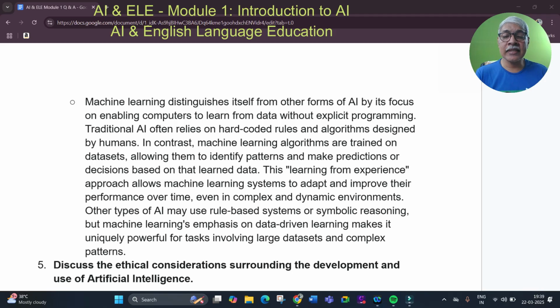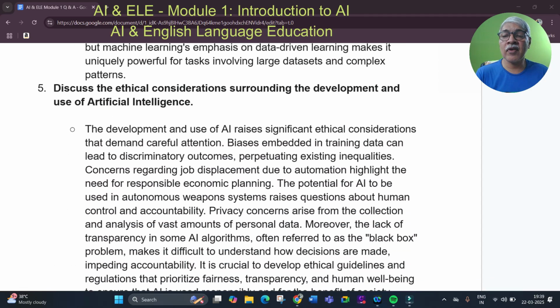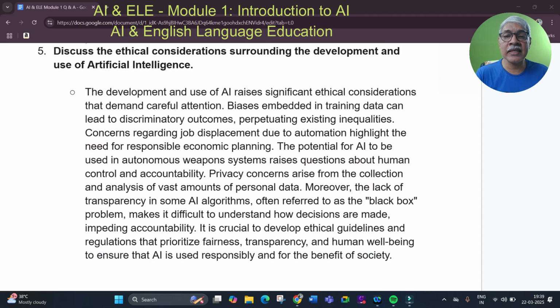Now, what are the ethical considerations surrounding the development of artificial intelligence? There are lots of concerns, especially biases. AI sometimes can have biases when you're training the data. And if you train the data in that way, then there will be some discriminatory outcomes. Then the AI could be autonomous weapon systems, and that would be very dangerous. But at the same time, it is also crucial to develop ethical guidelines and regulations that prioritize fairness, transparency, and human well-being.